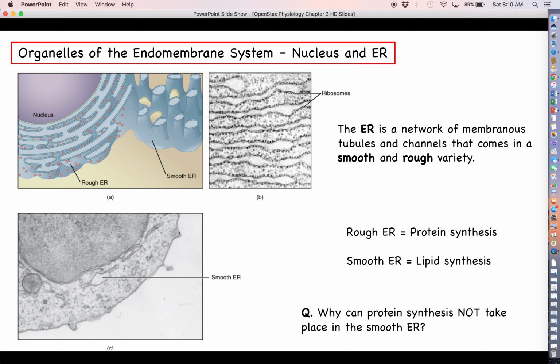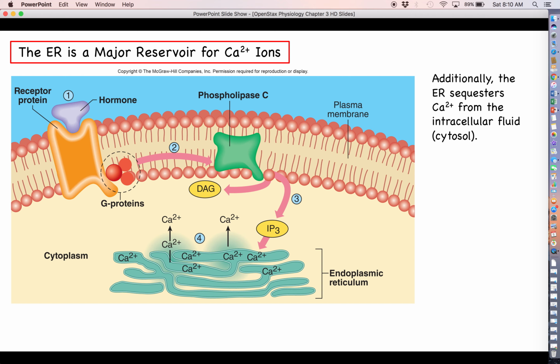One of the main questions here should not be terribly difficult, but I just want to make sure you're following along. Why do you think it is that protein synthesis cannot take place in the smooth ER? Well, if you say the smooth ER doesn't have ribosomes, and if it doesn't have ribosomes, it can't make proteins, you are absolutely correct.